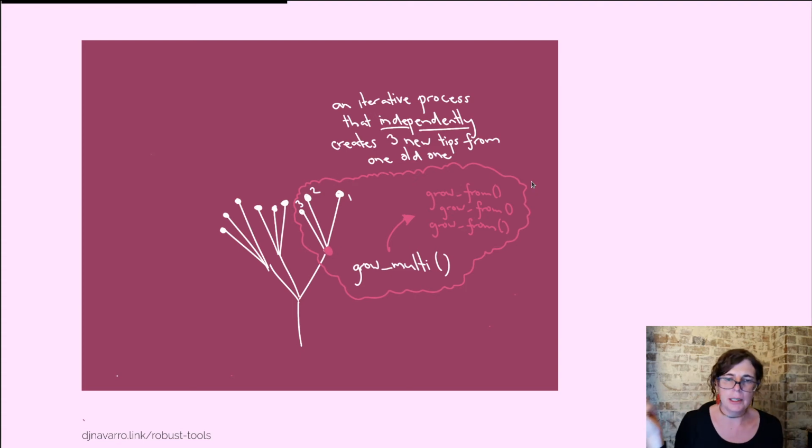The function that we're about to write, called growmulti, is an iterative process that independently creates 3 new tips from one old one. So if we had one tip that we feed into growmulti, all I want to do is just call grow from 3 times. And this is a kind of iteration that we've encountered before. We have, in fact, done it earlier in our code. So let's have a go at writing this growmulti function in the fashion that we are already kind of familiar with, and we'll use a for loop for that.